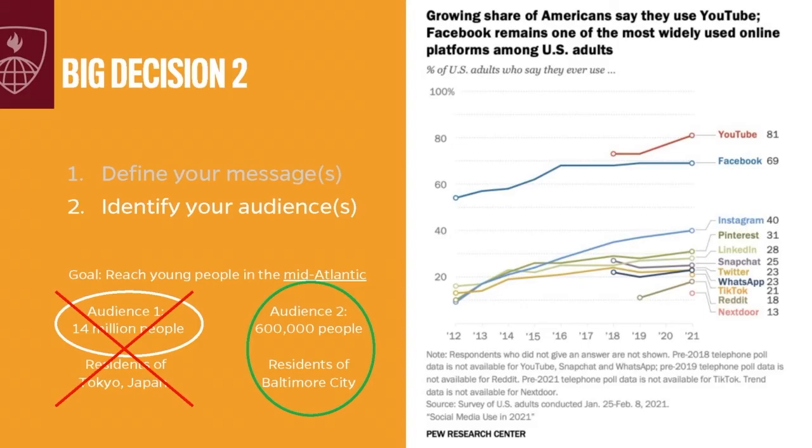Similarly, if you want to reach young people, you'd choose Instagram over Facebook. If the content you want to post is an illustrated graphic, you want to post it on Instagram instead of YouTube.